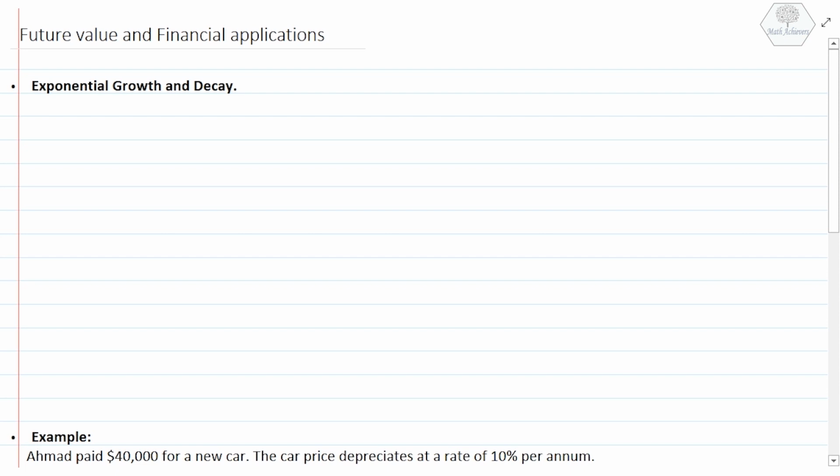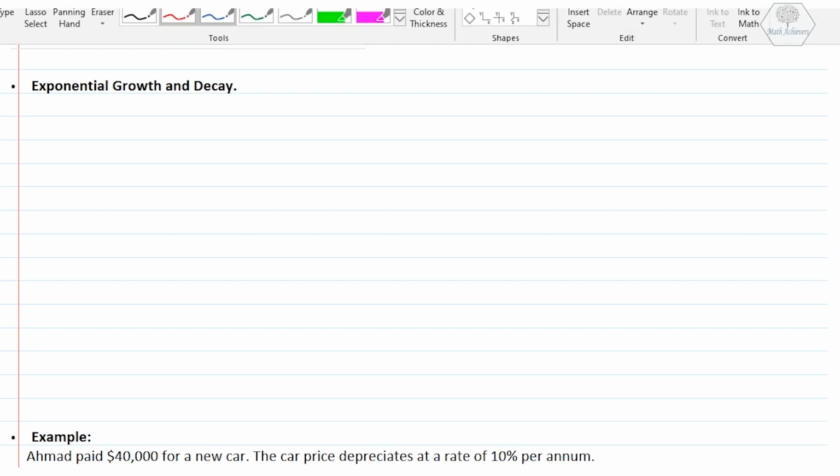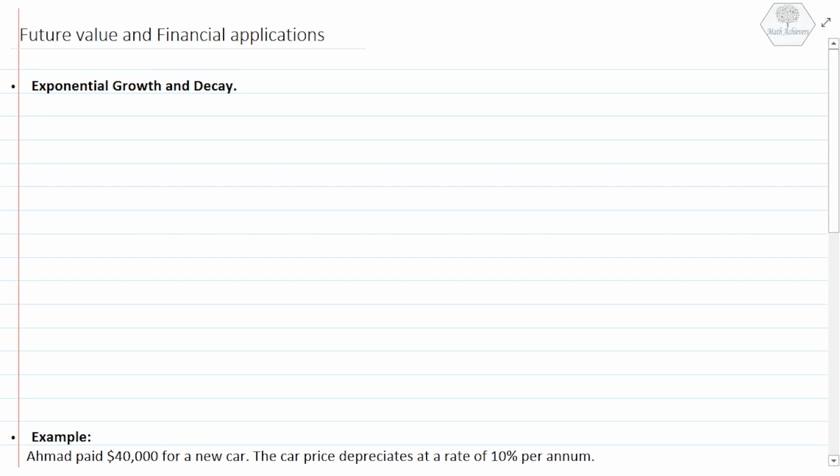Now let's talk about exponential growth and decay. The formula I will use for exponential growth and decay is: the future value is equal to the present value times 1 plus r over 100, to the power of n.